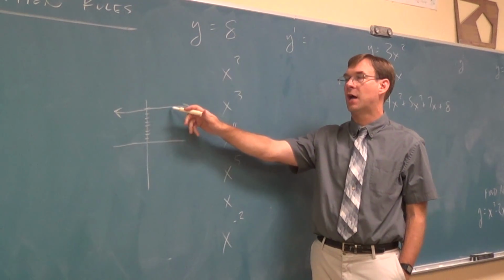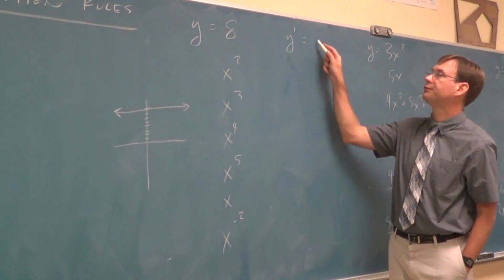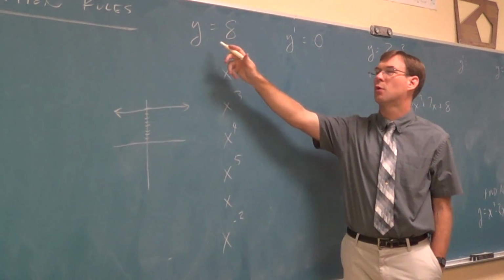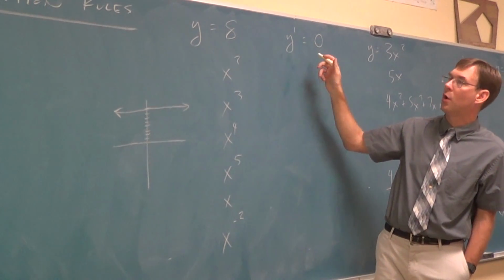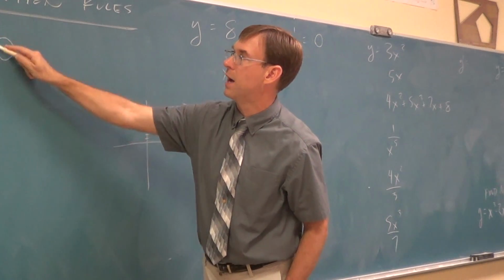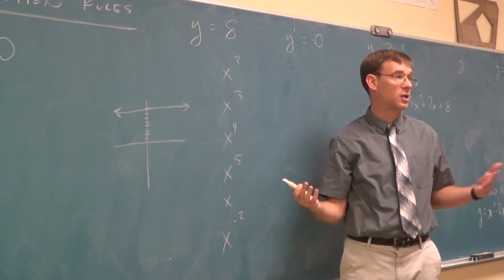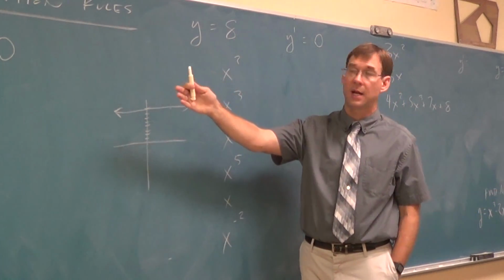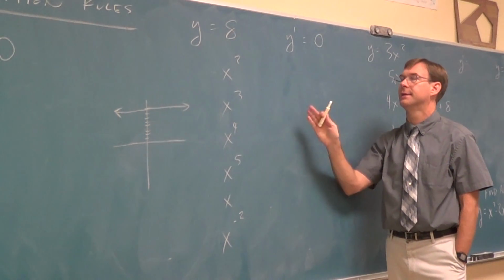So let's think back to Algebra 1. What is the slope of this line? 0. Anytime I give you an equation that's y equals some number, the derivative, the slope, would always be 0. And so that's rule number 1. If I give you y equals C, where C stands for just a constant, some number, the derivative, the slope, the rate for that is 0.